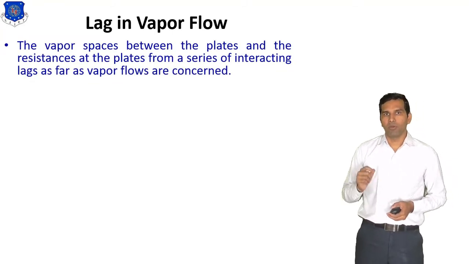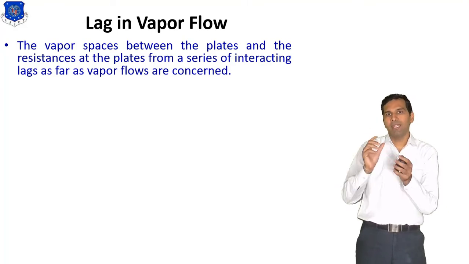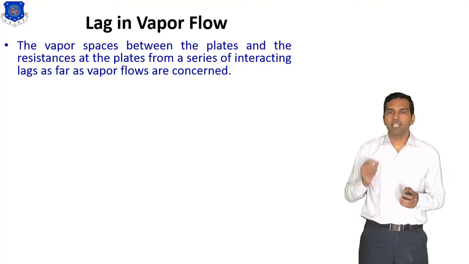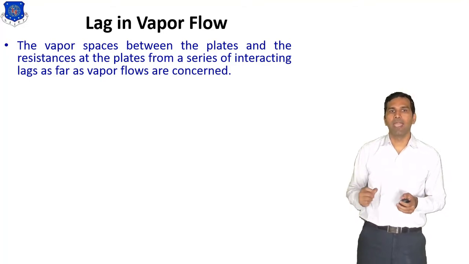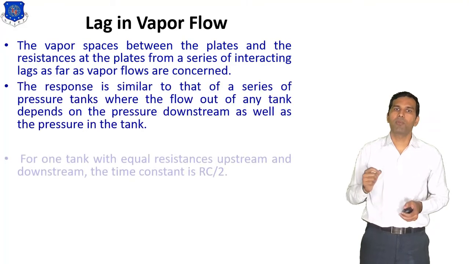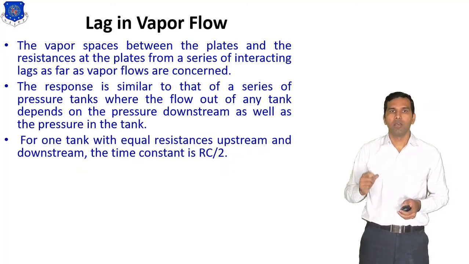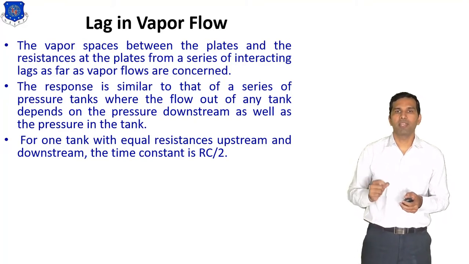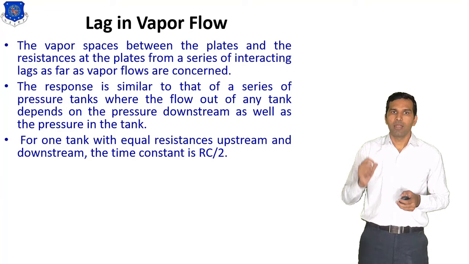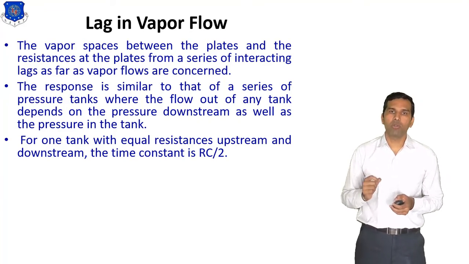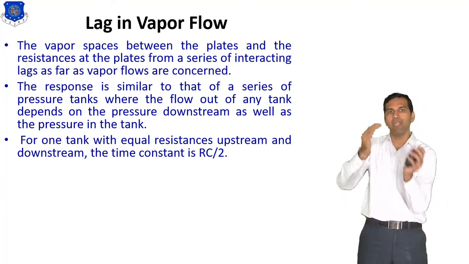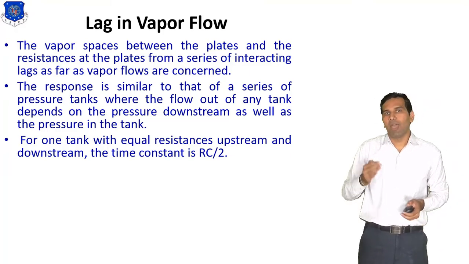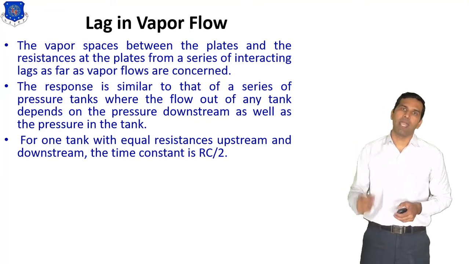The vapor space between the plates and the resistance at the plate form a series of interacting lags as far as vapor flow is concerned. The response is similar to that of a series of pressure tanks, where the flow out of any tank depends on the pressure downstream as well as the pressure in the tank.